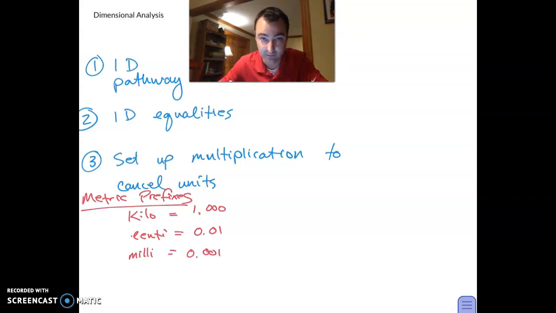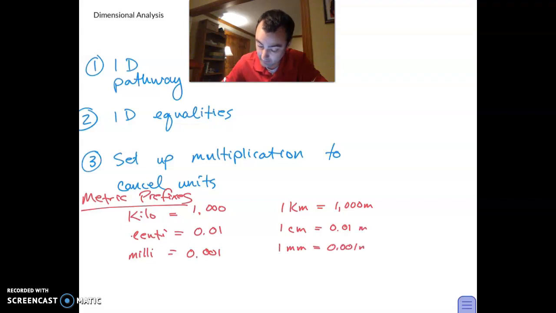So I'll use a couple examples over here. So 1 kilometer is really 1,000 meters. If you have 1 centimeter, that's 1/100th of a meter, and 1 millimeter is 1/1000th of a meter.